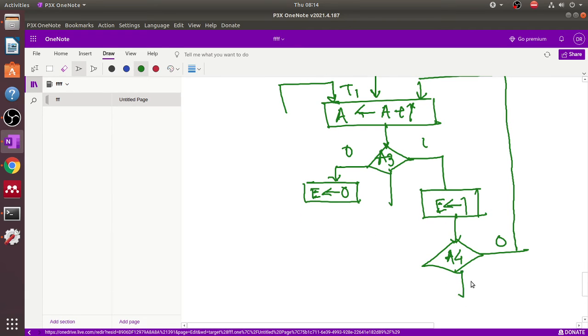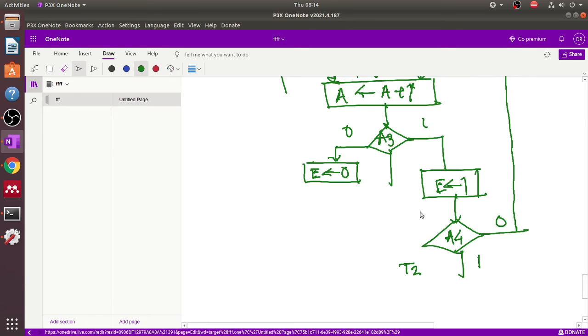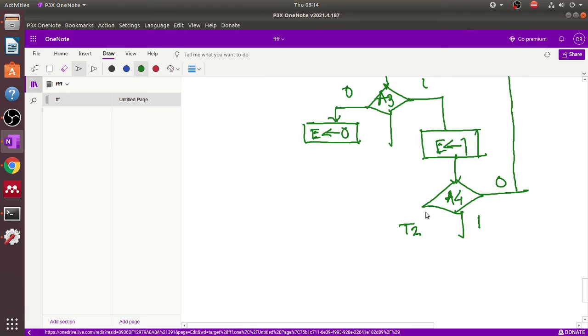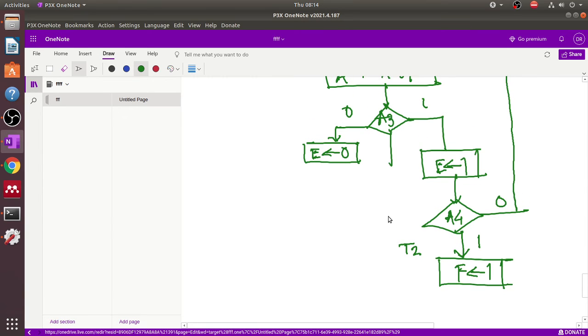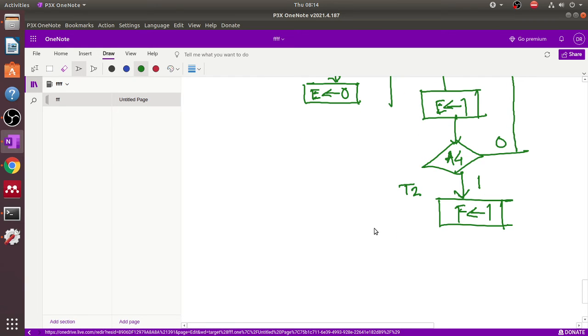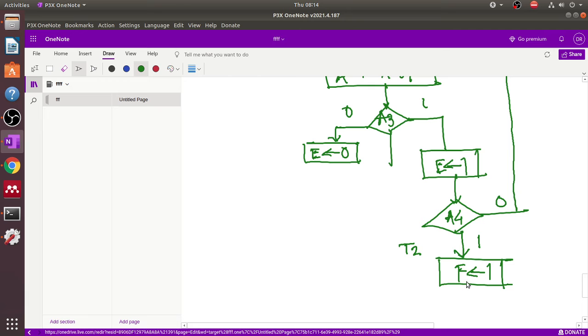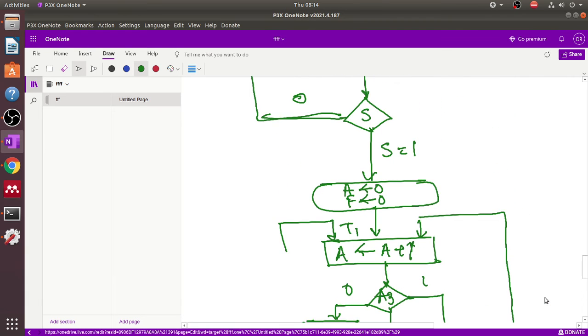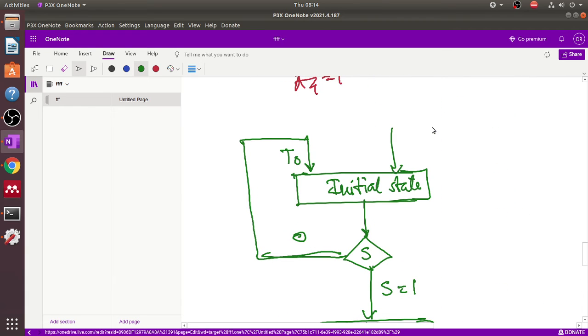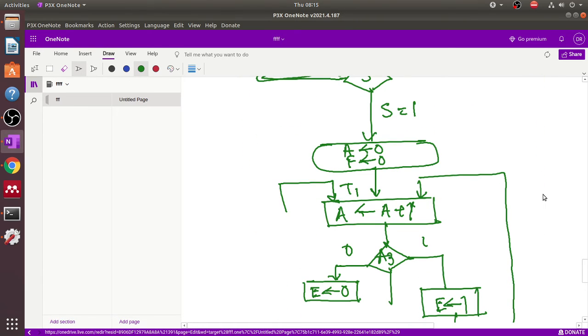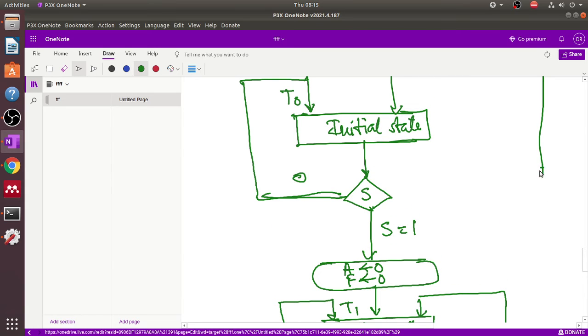And if A4 equal to 1, this is a T2 cycle, because these all are basically the addition box. Now the flip-flop value is set equal to 1, and after this it's basically again starting from this state. So this state diagram is very, very important. Okay, this is very much important.